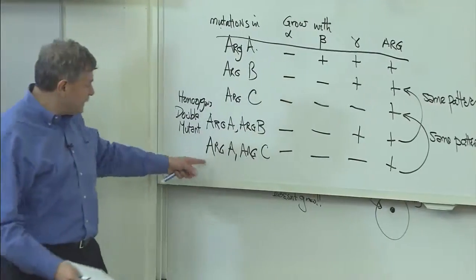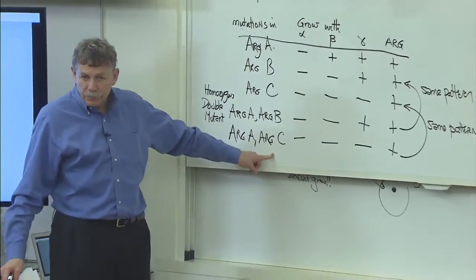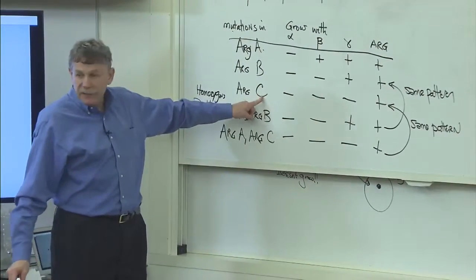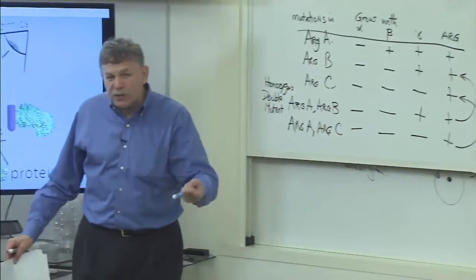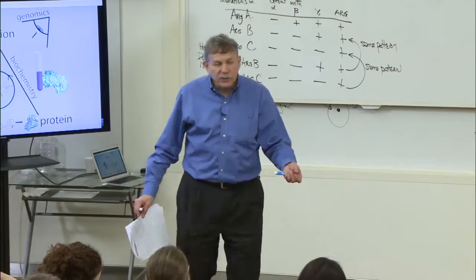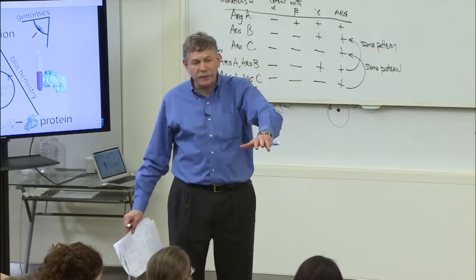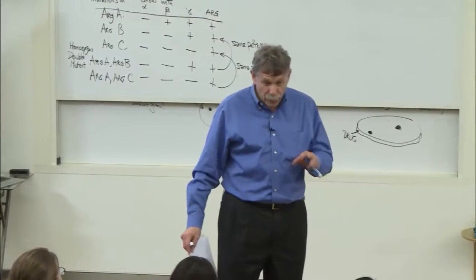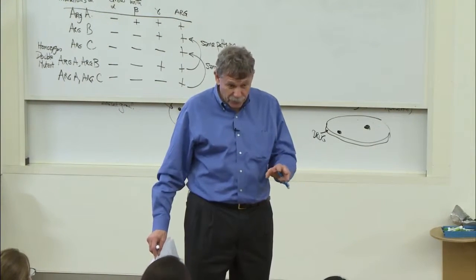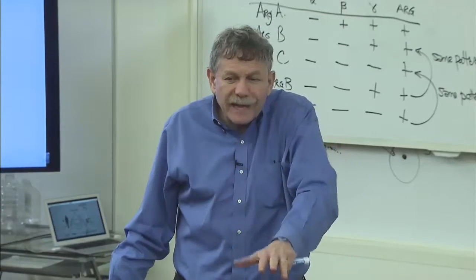The phenotype of this double mutant is the same as the phenotype of ARG-C. The phenotype of ARG-C stands upon the phenotype of ARG-A. I don't want to use the word dominates, because we use the word dominant for something else, of course, but it stands upon, it obscures the phenotype of A. It looks just like the phenotype of the later enzyme in the pathway.